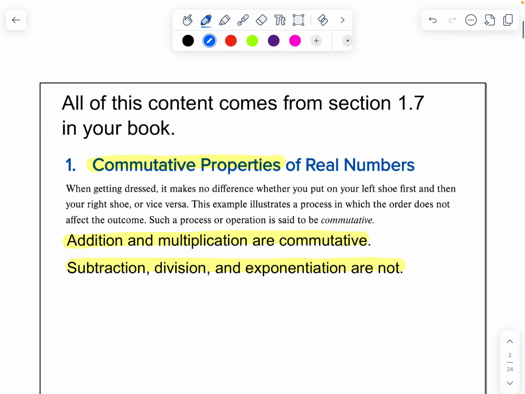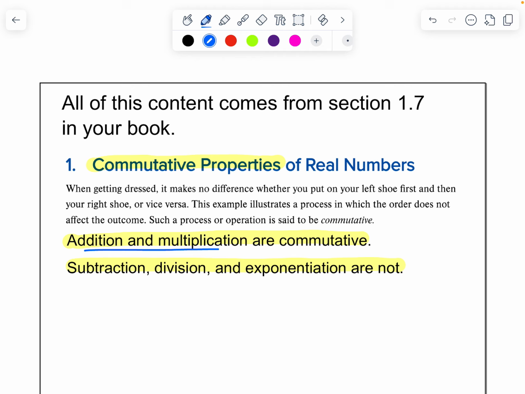The first property that we're going to look at is the commutative property. When you think about the word commutative, you could think about your commute to work, right? You're moving from one place to another. The commutative property is exactly that. It means that you can commute items. You can move items with no problem. Now, the commutative property applies to addition and multiplication. It does not apply to subtraction, division, and exponents.